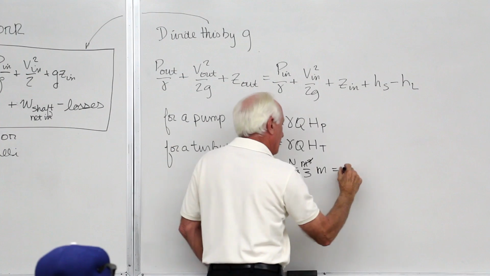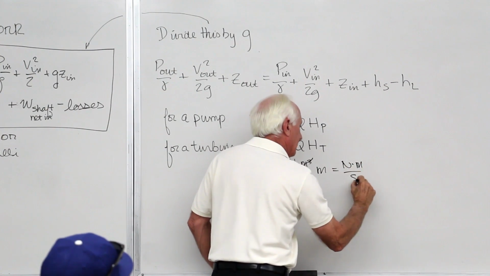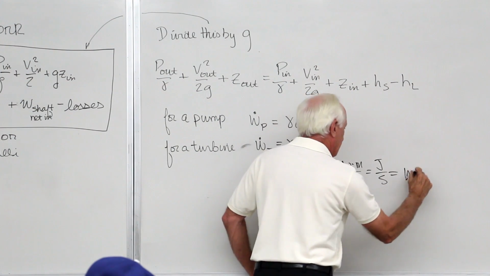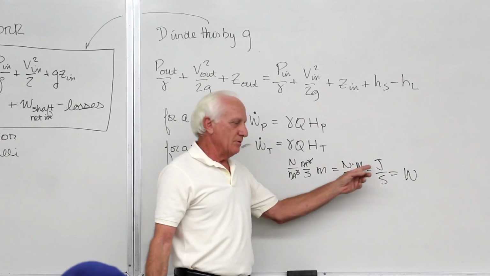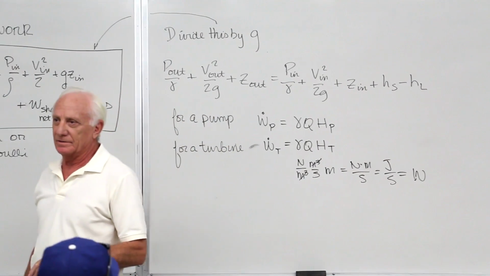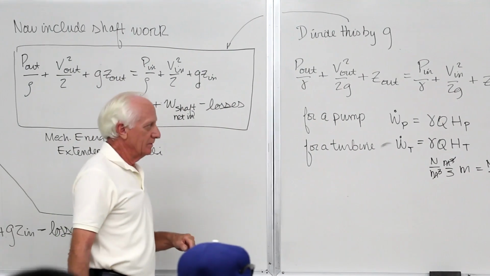Oh, guess what we've got here? Newton meters per second. Guess what that is? A joule per second. Guess what that is? A watt. 1 Newton meter equals 1 joule. 1 joule per second equals 1 watt. Oh, 1 everywhere. Wonderful system.